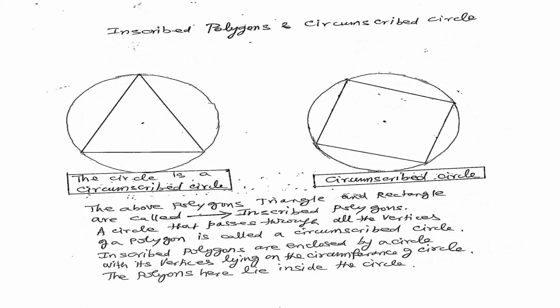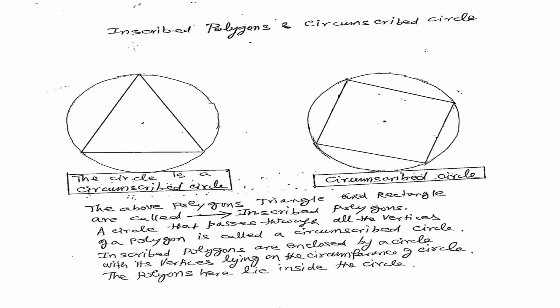Now let us deal with inscribed polygons and the circumscribed circle. On the left side, the circle is a circumscribed circle because the polygon is inside the circle. On the right side also, you see a circumscribed circle because a rectangle is within the circle. The above polygons, a triangle and a rectangle, are called inscribed polygons. These two polygons are inside the circle.